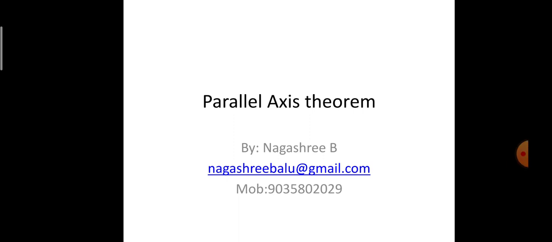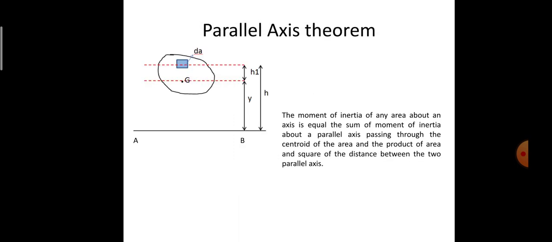Today I'll be discussing the parallel axis theorem, the concept of parallel axis theorem. Before going to the concept, we need to understand what moment of inertia is. Moment of inertia is the moment of first moment of area. Moment of inertia is defined as the moment of first moment of area.